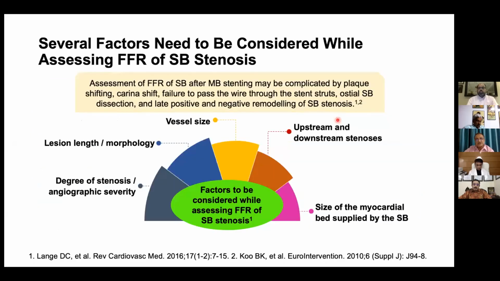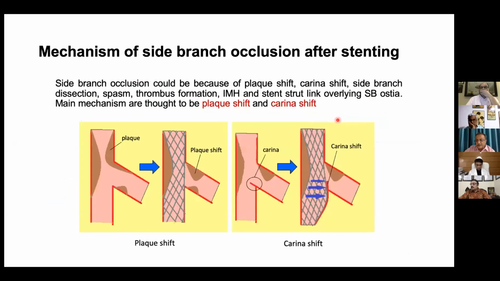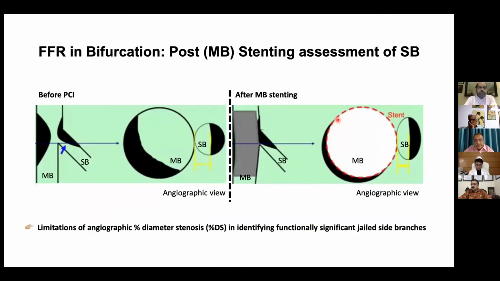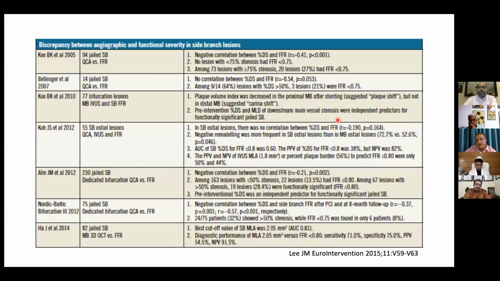So several factors need to be considered while assessing the FFR of the side branch. These could be the degree of stenosis, the vessel length and morphology, the vessel size, upstream and downstream regions, and the size of the myocardial bed supplied. One of the most common causes, apart from stent struts or dissection, spasm, and thrombus, are the plaque shift phenomenon and carina shift. This might look angiographically significant, but most often the FFR is negative. And if it is significant, again, it can be dealt with a plain balloon, POT, side branch and re-POT approach.